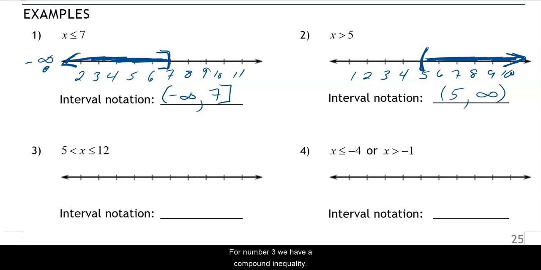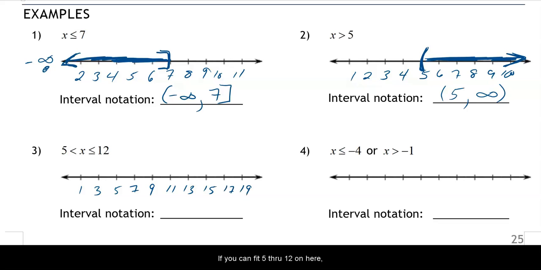For number 3, we have a compound inequality. This compound inequality goes from 5 to 12. I'm not sure I can fit 5 to 12 on here counting by ones, so I'm going to actually go by odds, and I'm just going to go 1, 3, 5, 7, 9, 11, 13, 15, 17, 19.